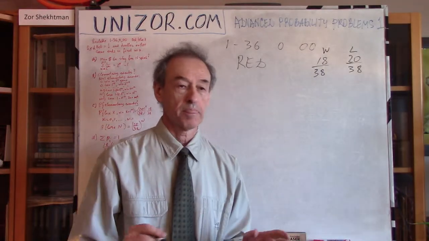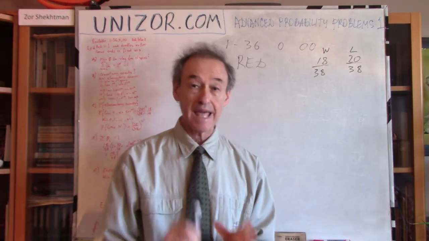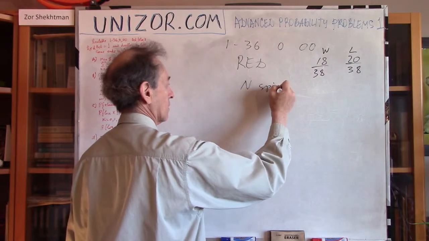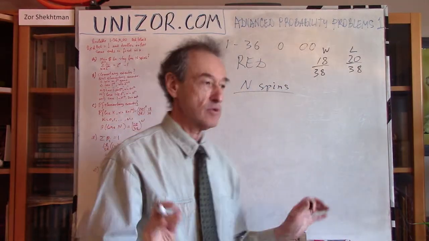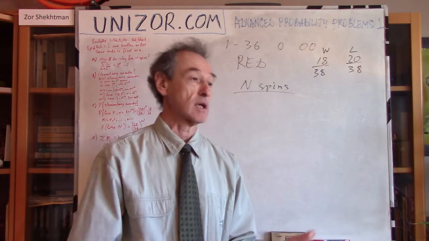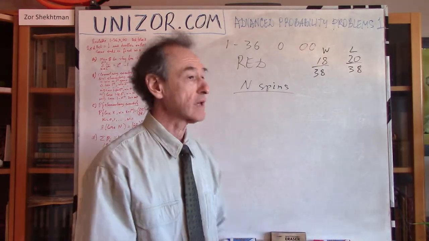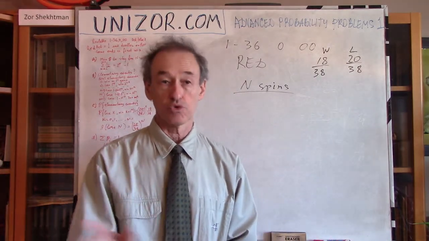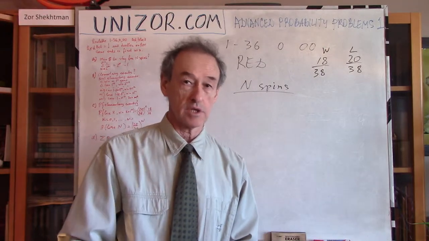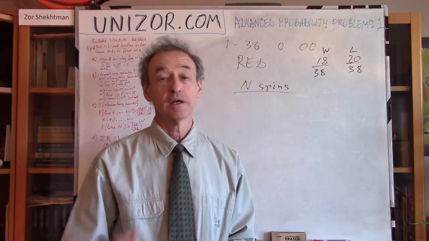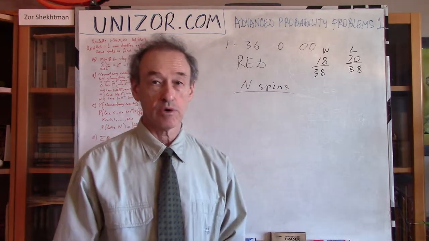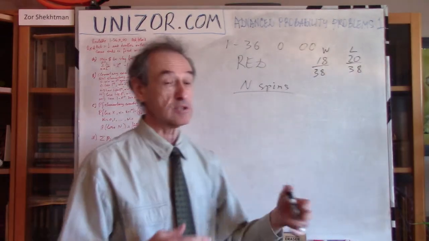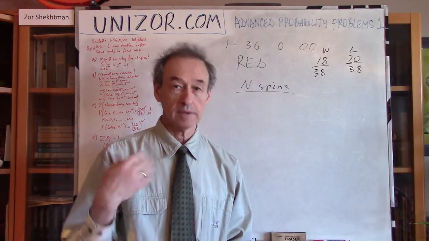Okay. Let's consider that you would like to be able to stay in the game for N spins. That's your goal. Let's say a spin takes, I don't know, a minute. And you would like to be able to be in the casino for N minutes for sure. Well, but you're doubling the amount all the time, right? Which means you have to have enough money to double the amount N times in a row. Now, if you would like to be able to stay in the game for N spins, you have to be prepared to bet N times.